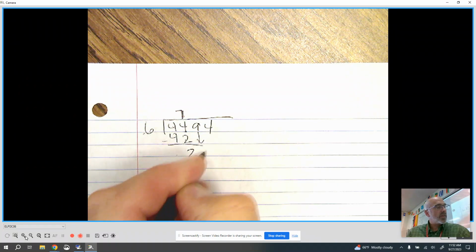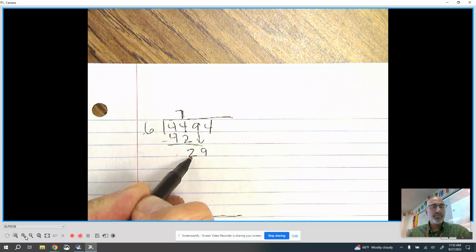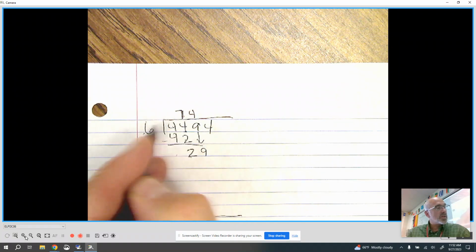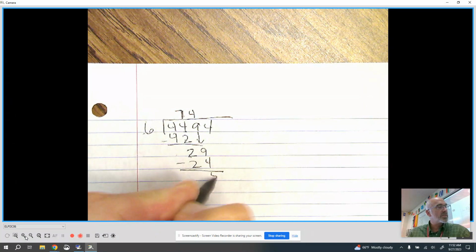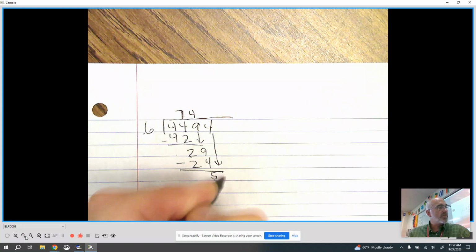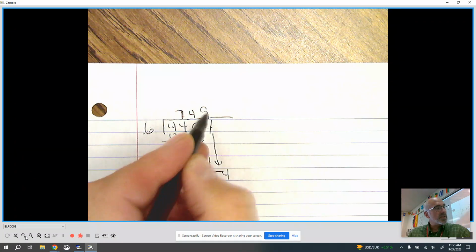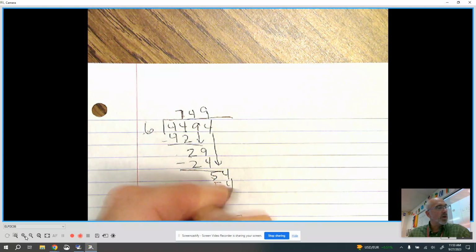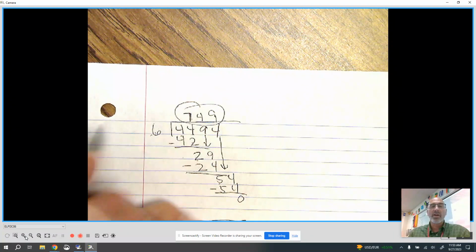Now I bring down that 9. How many times does 6 go into 29? And that would be 4 times. 4 times 6 is 24. And now I subtract. 9 minus 4 is 5, and 2 minus 2 is nothing. Now I bring down the 4. How many times does 6 go into 54? And that is 9 times. 9 times 6 is 54, and when we subtract, we get 0. So our answer is 749.